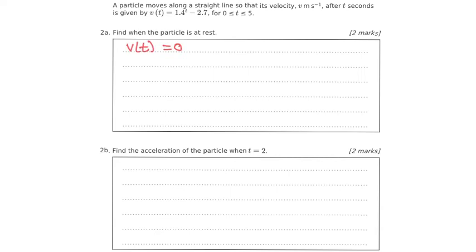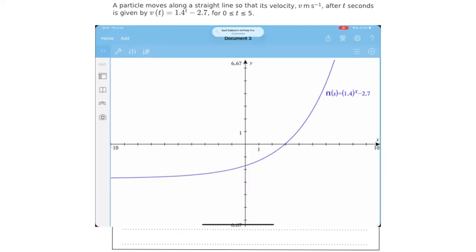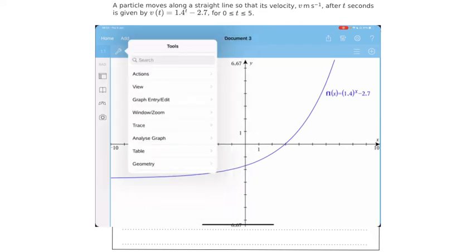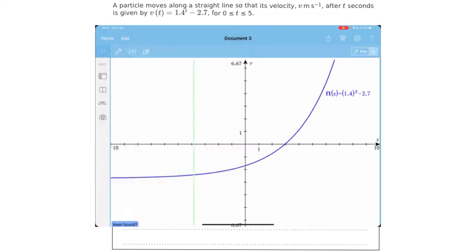Therefore, v of t equals 0. We can do this on a calculator by drawing the function v of t equals 1.4 to the power of t minus 2.7. Having drawn the graph of 1.4 to the power of x minus 2.7, you can now find the zeros. Go to Menu, Analyze Graph, Zero. We know roughly where the zero is. Go to the left-hand side and to the right-hand side. We are now told that the zero occurs when x is equal to 2.9.